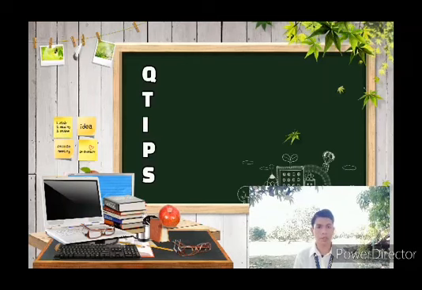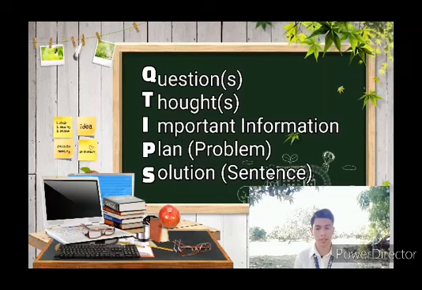In Q-tips, Q stands for questions, T is for thoughts, I is for important information, while P is for plan or problem, and last, S is for solution or sentence. So let us now proceed to our chosen real-life problem about grade 9 mathematics. Our chosen topic is about triangles, or solving the legs of triangles and so on.